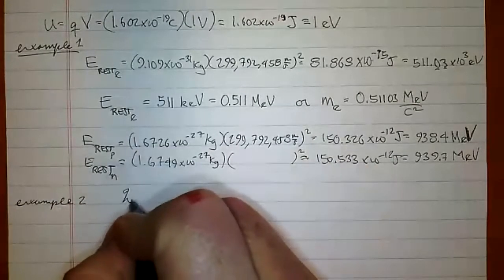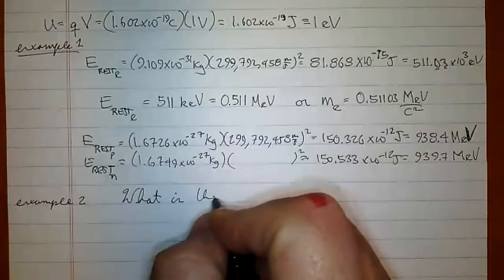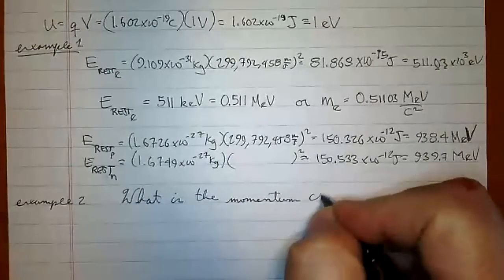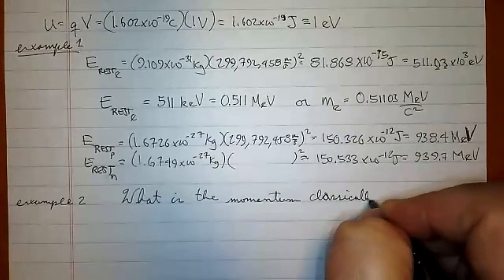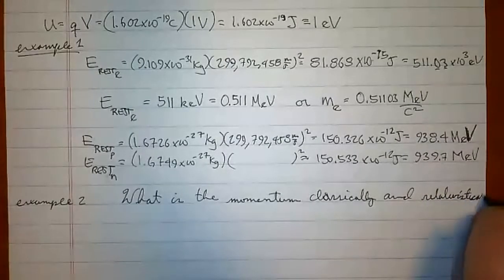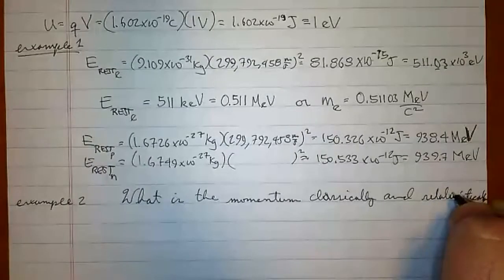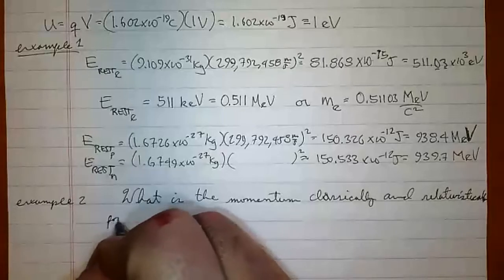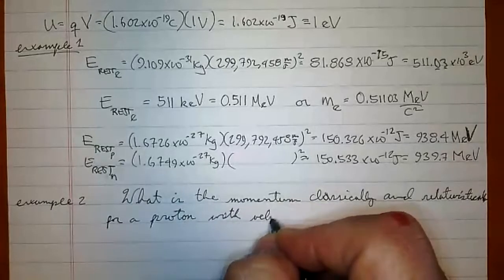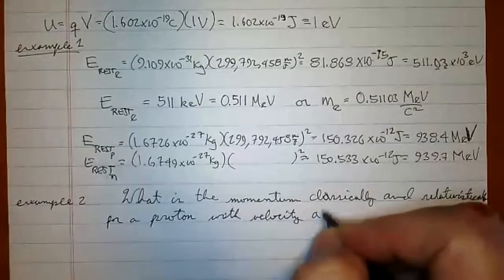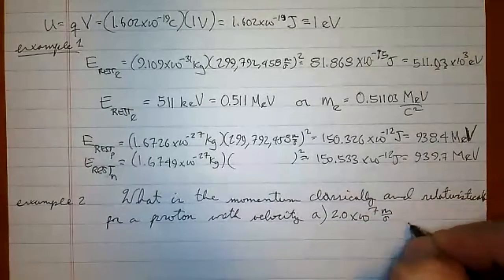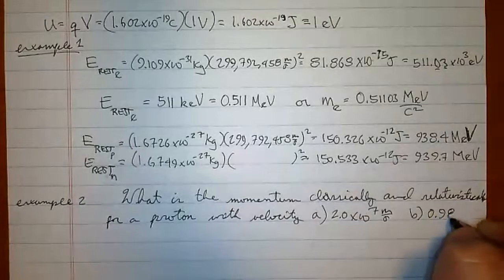So let's say, what is the momentum classically and relativistically? I knew that wouldn't fit. For a proton with velocity: A, let's call this 2.0 times 10 to the 7th meters per second, and B, 0.98 c.